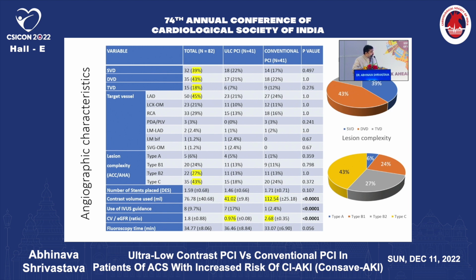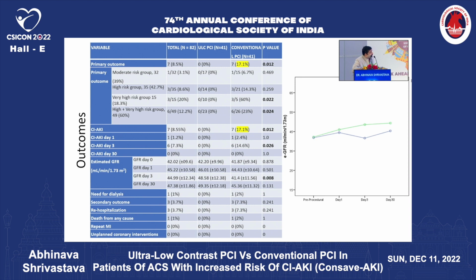All these were statistically non-different in both the groups. However, contrast volume used, which was expected, was significantly less in the ultra-low contrast PCI group versus the conventional PCI group. The contrast volume by GFR ratio was 0.976 in the ultra-low contrast group and 2.68 in the conventional PCI group.